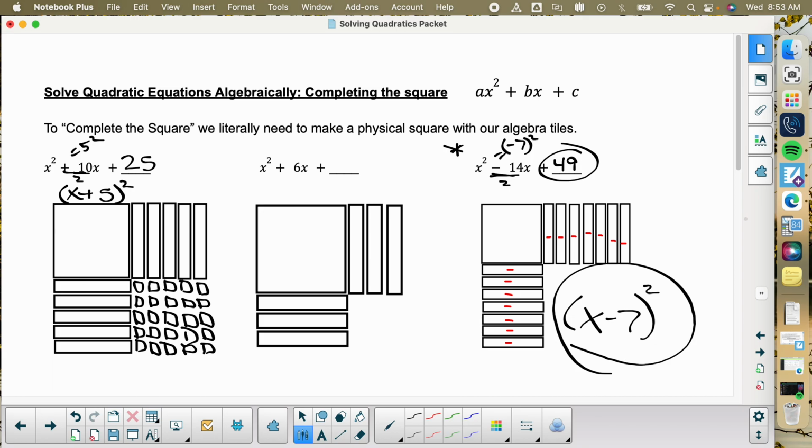And you are welcome to do this picture method if you would like. Like I said, for some people, it makes way more sense. It's just like, my hands are too big to do little tiny things. So I don't.